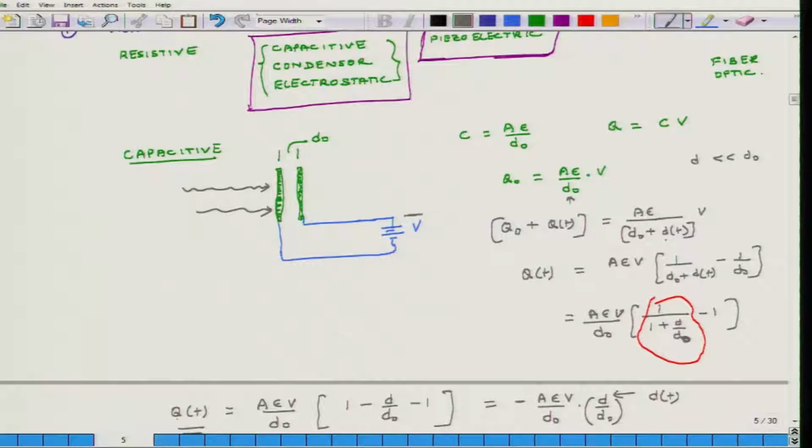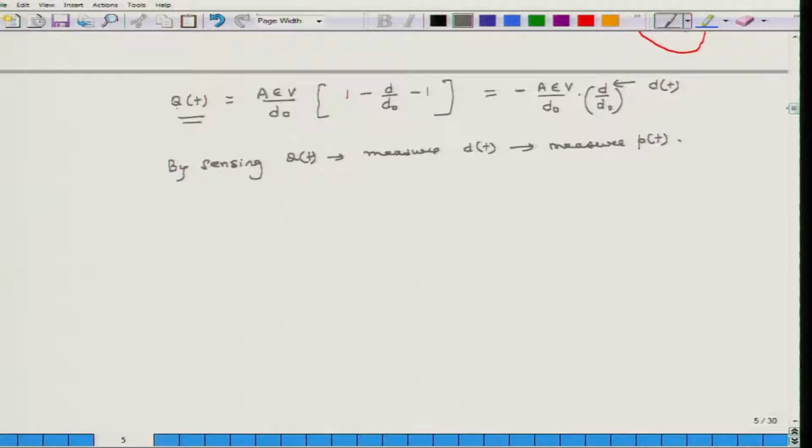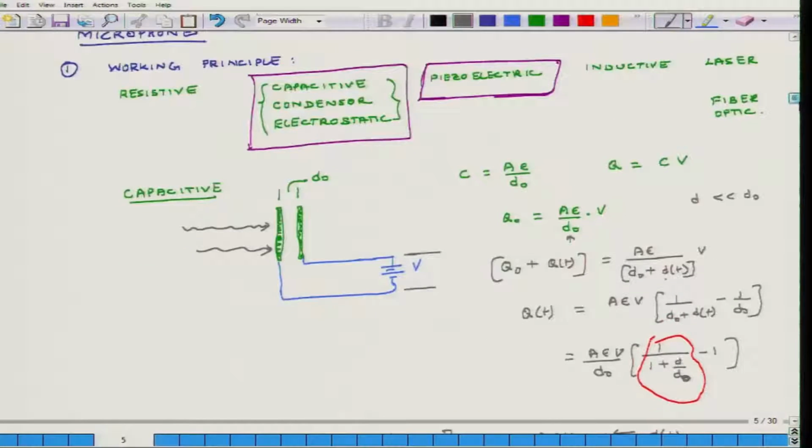Essentially what I am doing is I use some electronic equipment to measure the charge across these two plates, and by measuring that charge I am able to measure pressure across the capacitor. I am able to measure pressure fluctuation in front of the plate. So this is how these condenser microphones work.